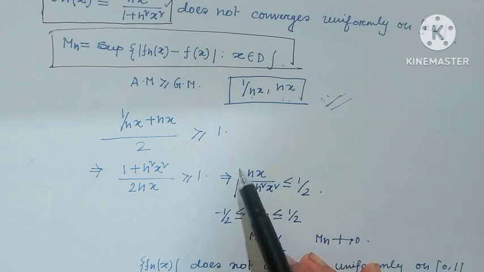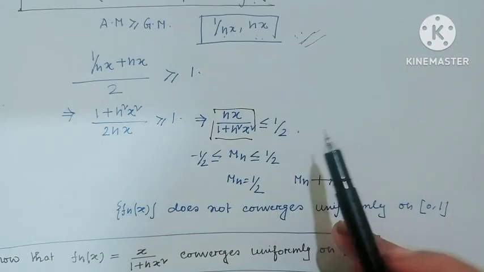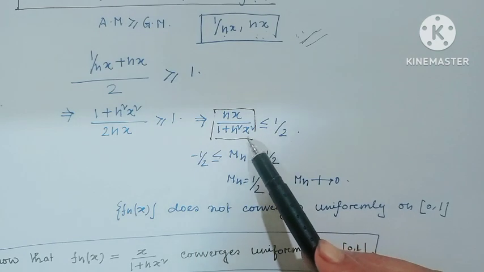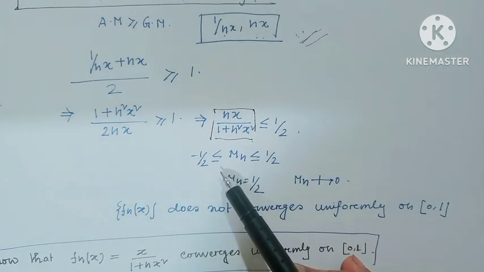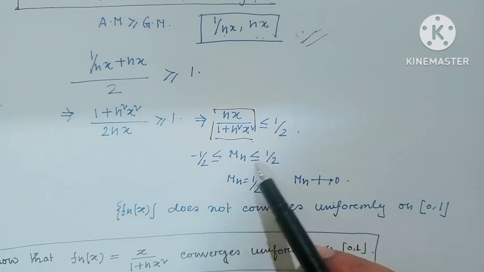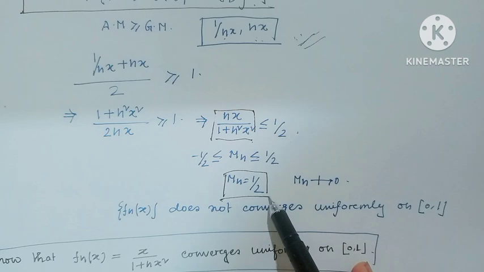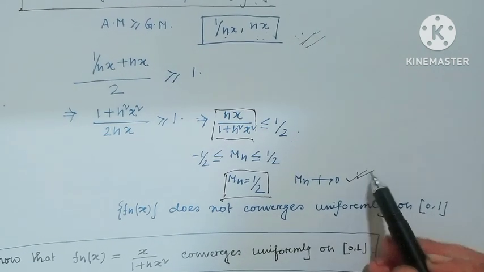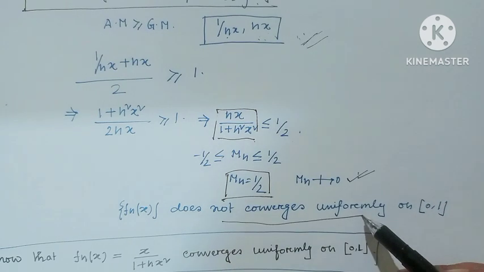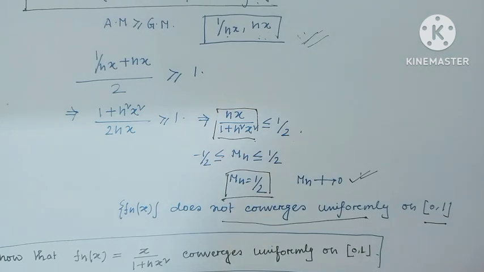Then I will get nx over 1 plus n square x square less than or equal to half. Here this is the Mn. That means Mn is greater than or equal to half, and less than or equal to half. That implies Mn equals half. That means the supremum value does not converge to 0. So this sequence of functions does not converge uniformly on the closed interval [0, 1].